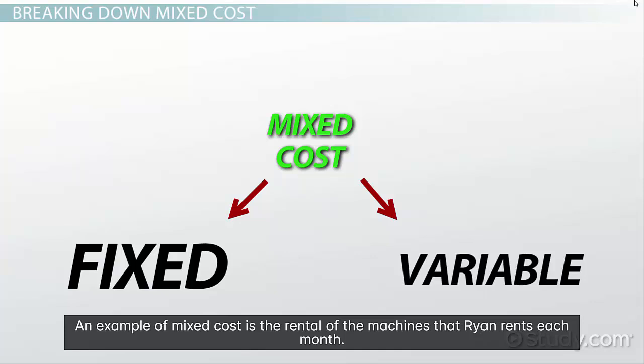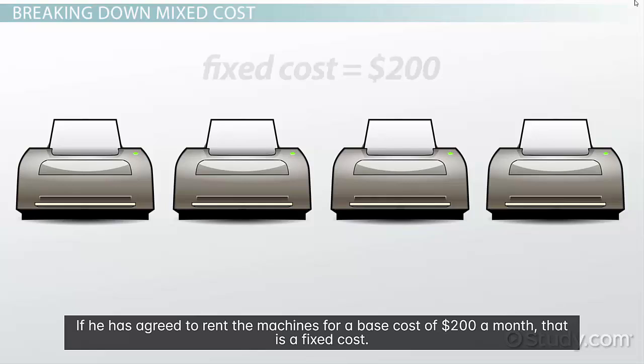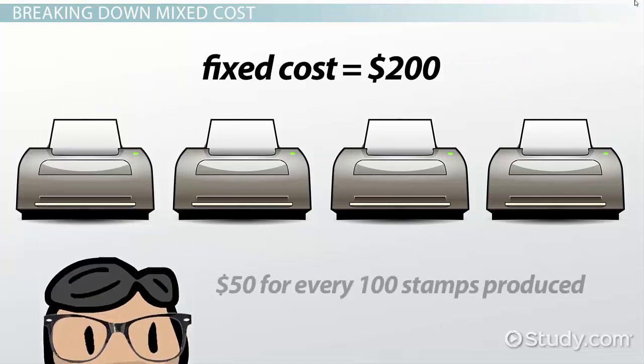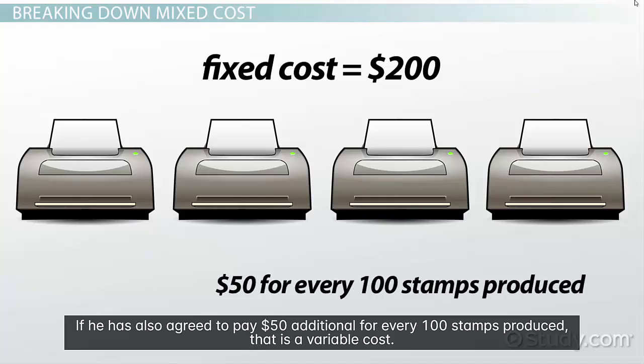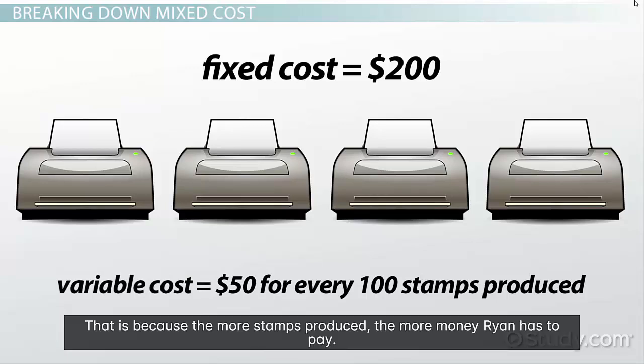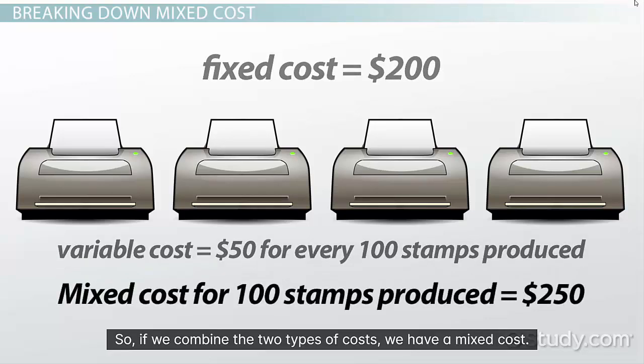An example of mixed cost is the rental of the machines that Ryan rents each month. If he has agreed to rent the machines for a base cost of $200 a month, that is a fixed cost. Ryan has to pay $200 regardless of the number of stamps produced. If he has also agreed to pay $50 additional for every 100 stamps produced, that is a variable cost. That is because the more stamps produced, the more money Ryan has to pay. So, if we combine the 2 types of costs, we have a mixed cost.